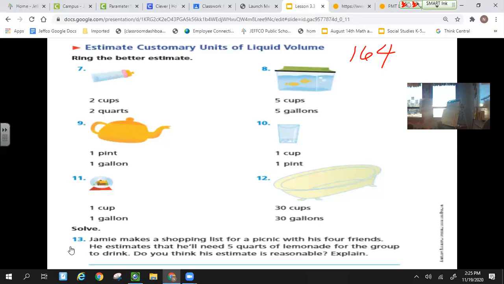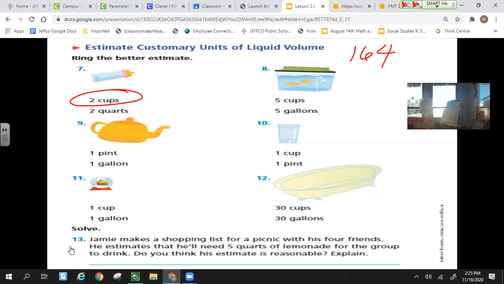2 cups. Why do you think so? Because it's smaller. Yeah, it's smaller. Quarts, it might be about 1 quart, right? Or not, it depends on the bottle. That'd be a big bottle, actually. Yeah, that'd be a real big bottle. Boy, for big babies. But it's not going to be 2 of these, would it? No. All right, number 8.